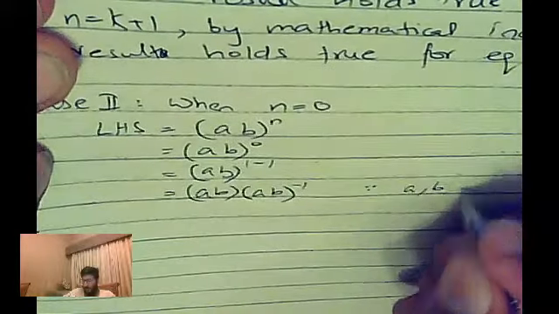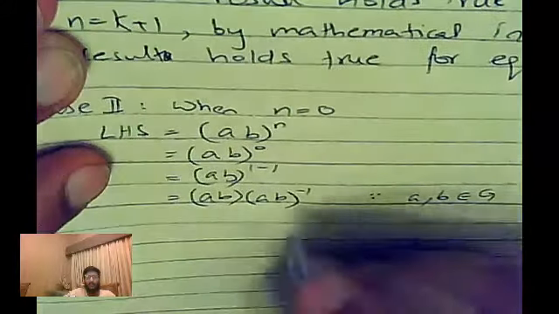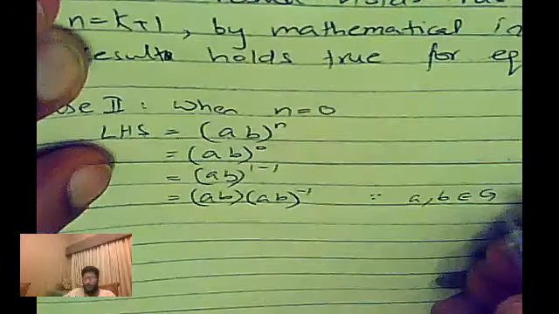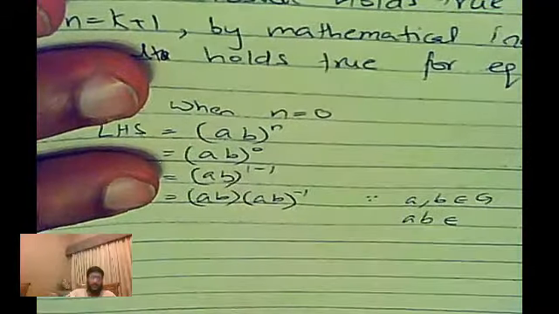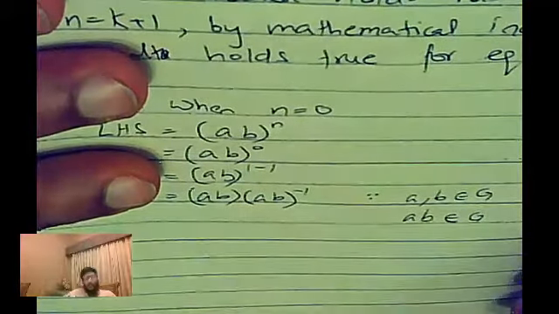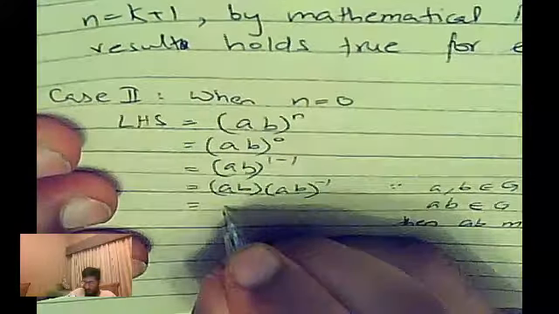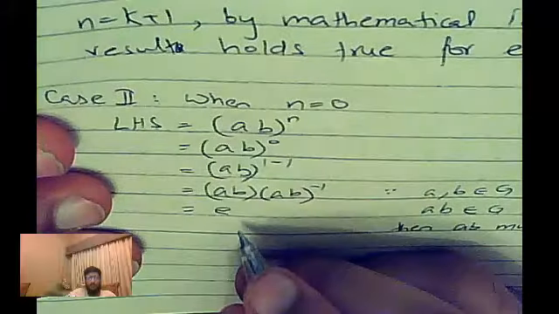AB belongs to the group G. Why can I do this? By the way, I'm writing this down. Since A and B belong to the group G, therefore their product or whatever their composition may be also belongs in G. And if this belongs in G, then AB must have an inverse. Therefore, we can write this as E, the identity element.